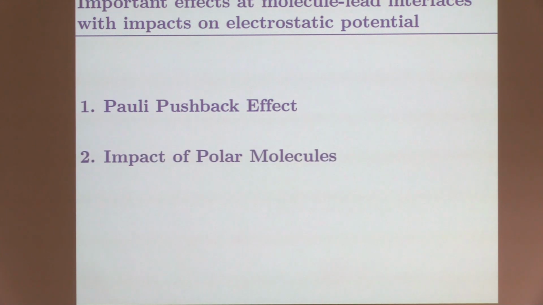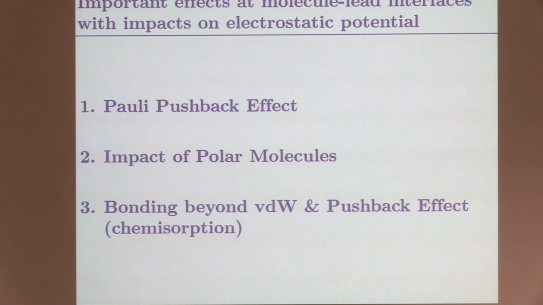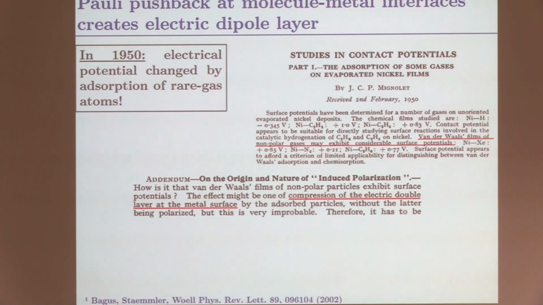Then we talked about, I've introduced already, this idea of polar molecules and dipoles. Of course, they can also change the work function. And then there's bonding beyond these effects and also beyond van der Waals interactions, and that is what I would call chemisorption, that a new chemical bond is formed or charge is transferred between molecule and metal, and that also can change the work function. Now, what are these different effects?